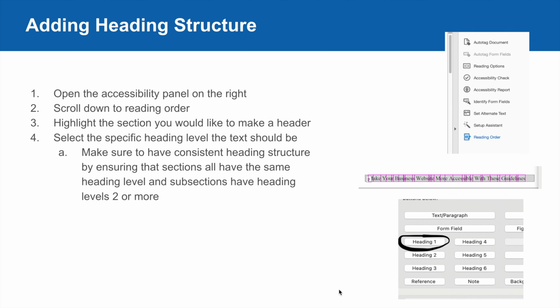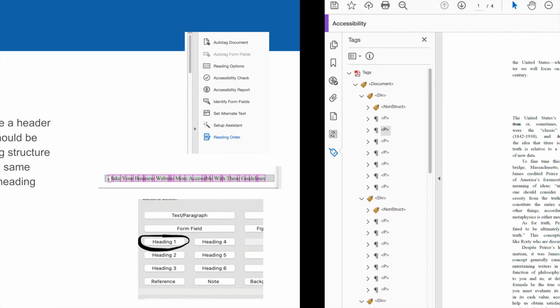Another issue very frequent among PDFs is missing heading structure. Heading structure is important because it allows users to navigate and understand the contents of the document at a higher level and see the outline of the information being presented. So in order to add a heading structure to a document, we'll go back to Adobe Acrobat.